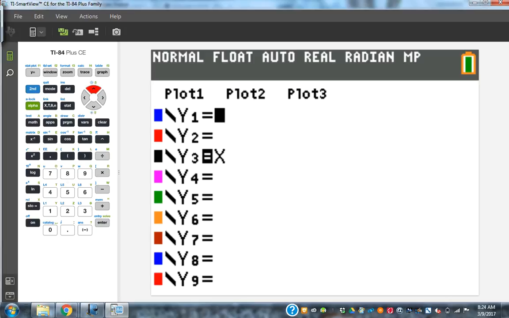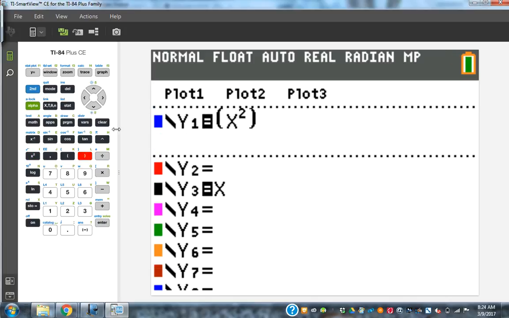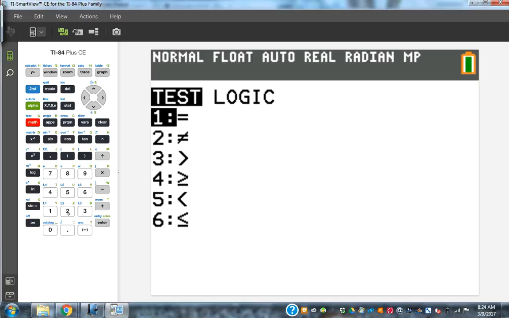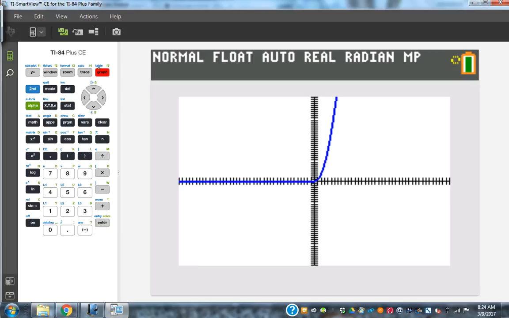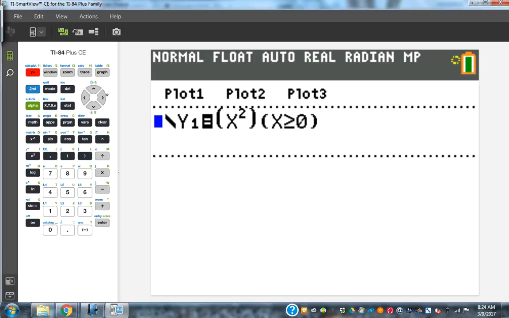All right, so let's see. Here's how you could do that. x squared, and then parentheses. I'm going to hit x and then hit second math, and then I'm going to get greater than or equal to 0. I want you to see how that graphs. Well, yeah, I can use the restriction. See, it cancels out all the x's here and then just graphs that half of it, which is nice because that's the part I want.